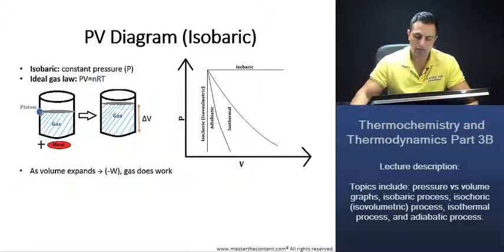Say we have a piston here and then we have gas, and then we add heat, and basically our temperature is increasing. What that's going to do is increase our volume. And that's why we see with isobaric processes the increase in volume. As we increase our temperature, we're seeing an increase in volume. That's what's being shown here.